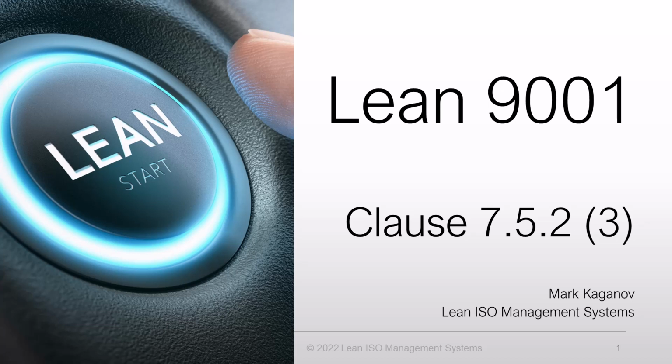This video continues exploring element 7.5.2 of the ISO 9001:2015 standard, creating and updating documented information. We will see how one can show not only signatures of review and approval of changes, but how to demonstrate the suitability and adequacy of documents.